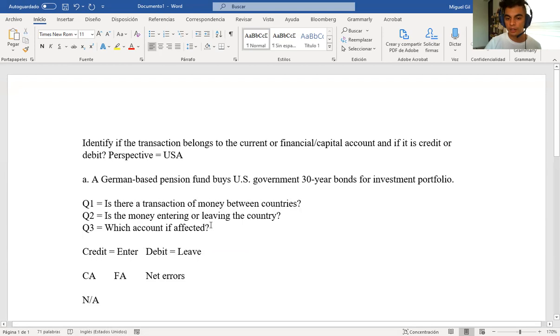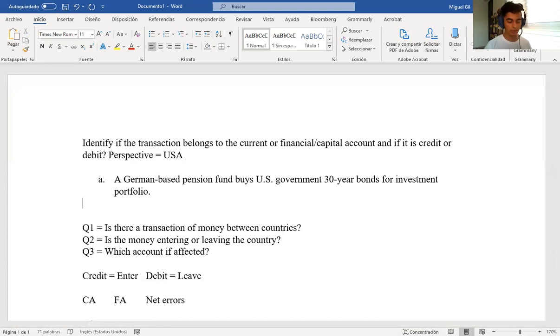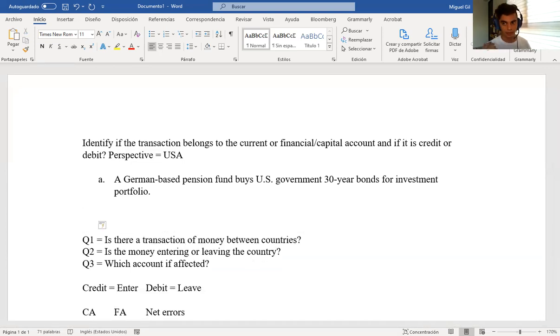If the account that is affected is a financial asset, then it will be the financial account. So let's do some exercises, okay? And we can practice with that. You will practice in the homework, don't worry about it, and in the activities, don't worry about it. So let's start with the first one.